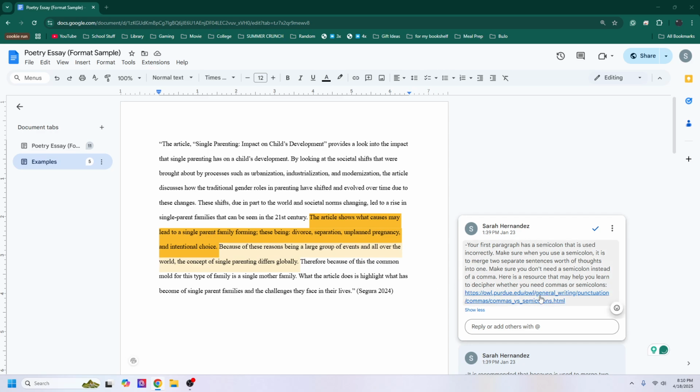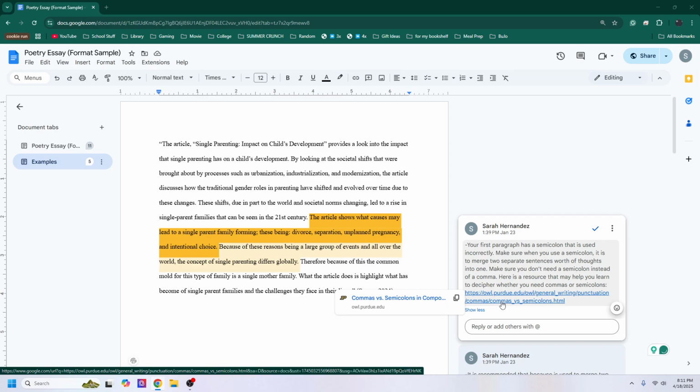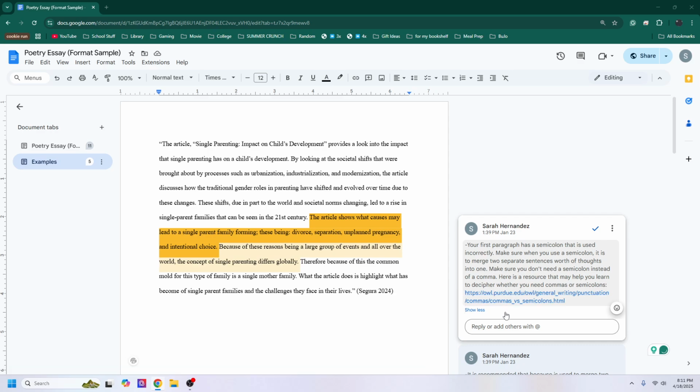That's okay. As you can see in this resource, I link a lovely resource from my goats, the Owl from Purdue University, about commas versus semicolons and when to use which. I talk about making sure that when you use a semicolon, it's to merge two separate sentences' worth of thoughts into one, making sure you don't need a comma instead, and there's a resource.